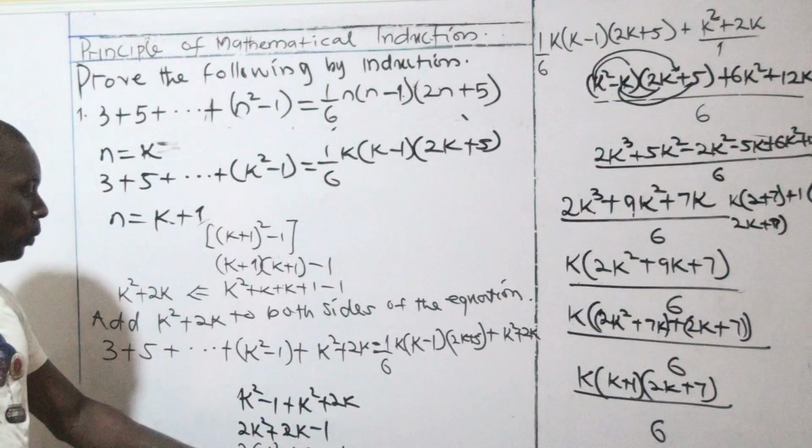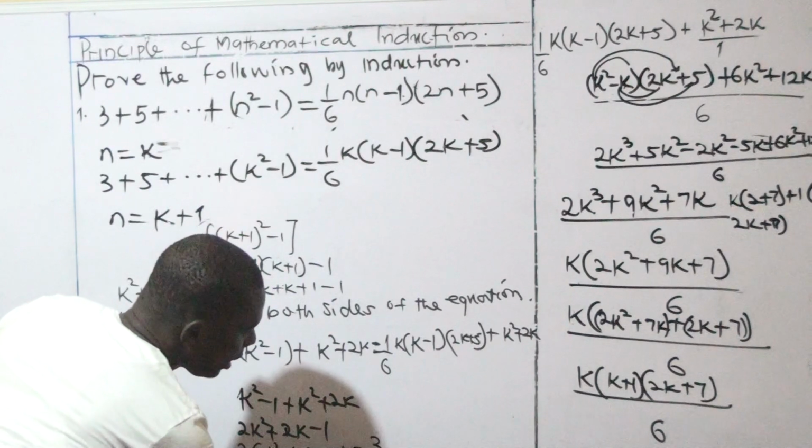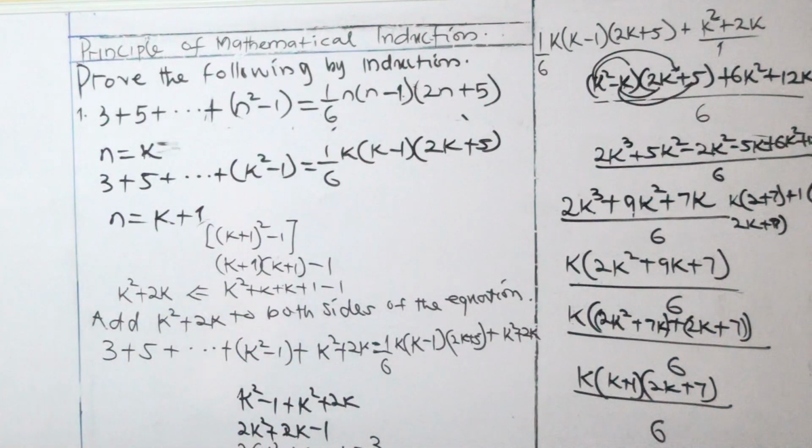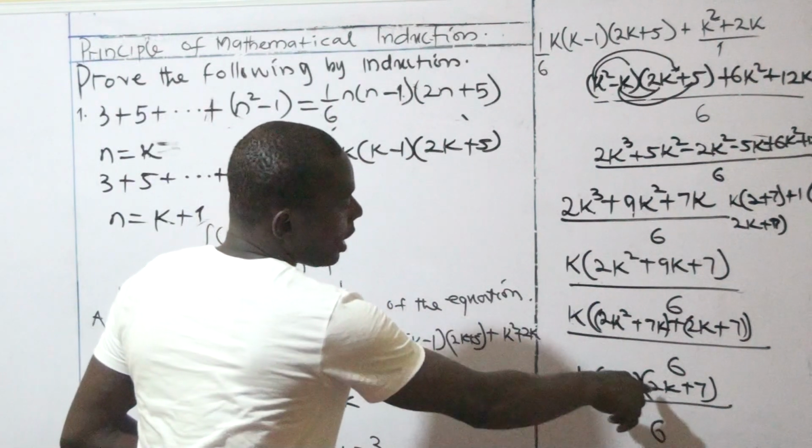2 plus 2 is 4. 4 minus 1. So we have gotten 3 on this side, the left hand side. So let's come to this place. Let's put here, we have k(k + 1)(2k + 1).